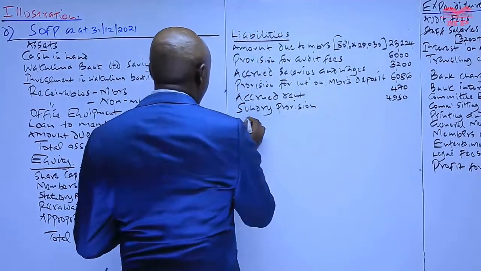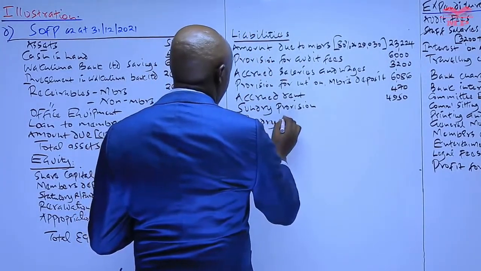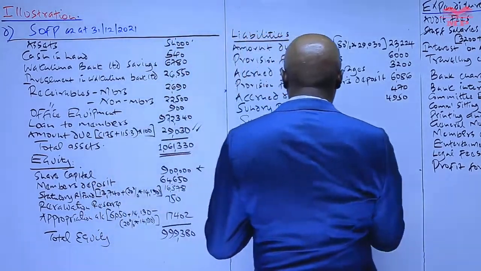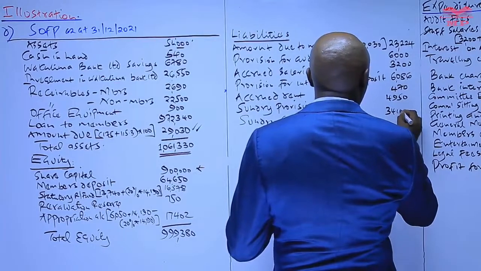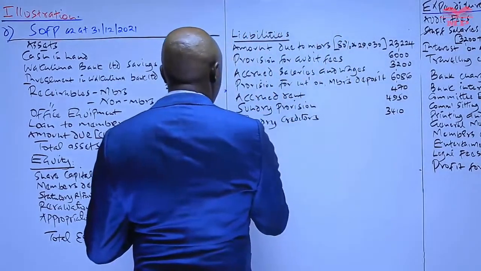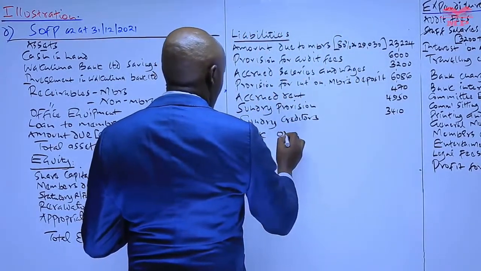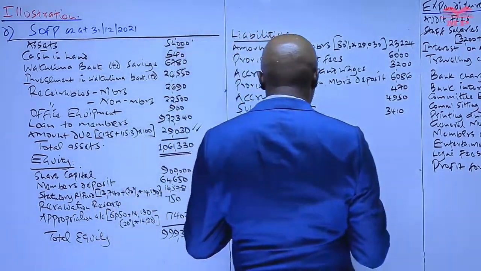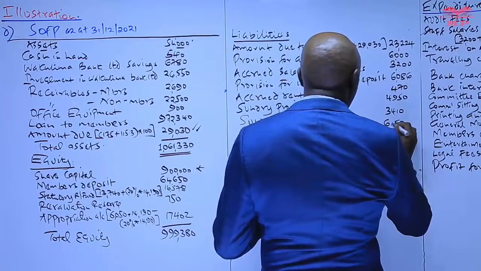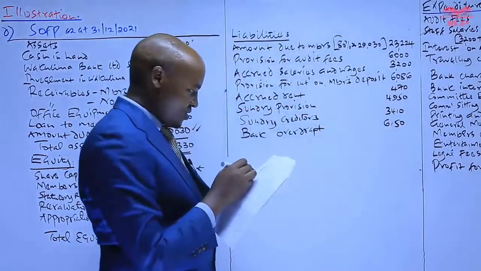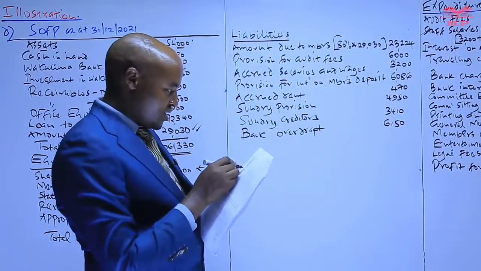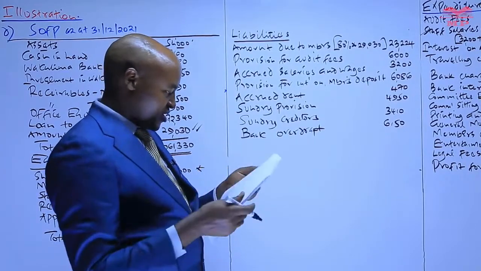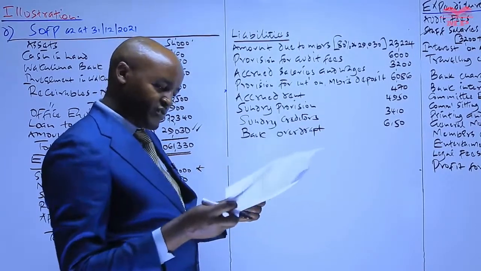And then down there we have salary creditors, which is a figure of 3410. And then we also have a bank overdraft of 6150. Yes. So I think we have recorded all items of liabilities. None of the items have been left unrecorded.